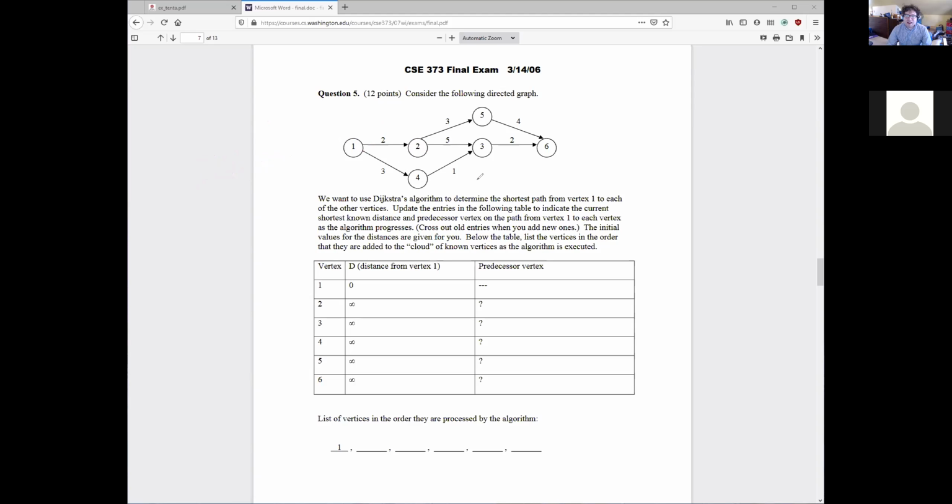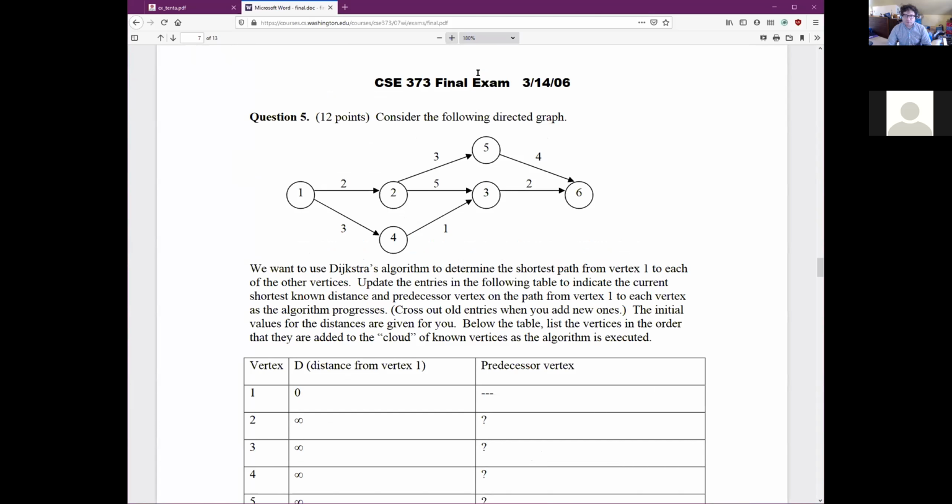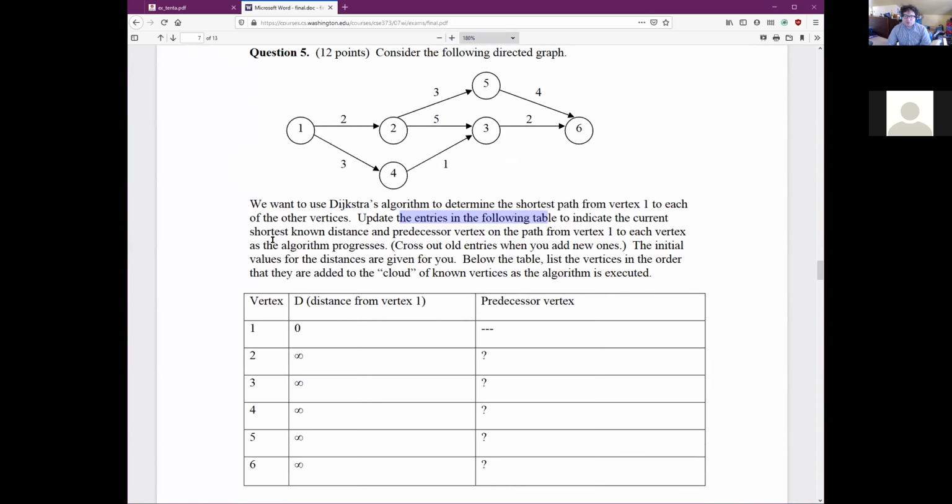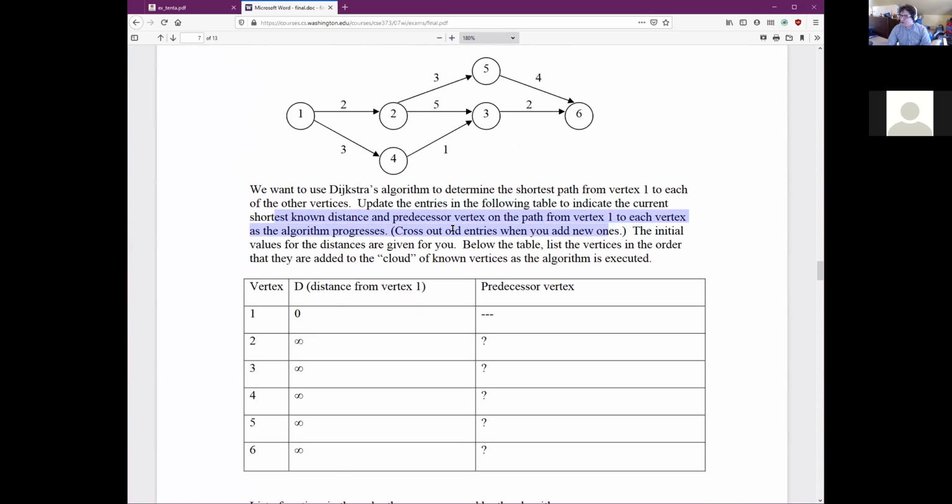All right, we want to use Dijkstra's algorithm to determine the shortest path from vertex 1 to each of the other vertices. Update the entries in the table to the shortest known distance and predecessor. So the nice person already gave us the table. Awesome. So we want to update it, and we'll just run through the algorithm. Below the table, list the order they are added to the cloud of known vertices. Interesting way of putting it, but I suppose that was the metaphor they used for the class.